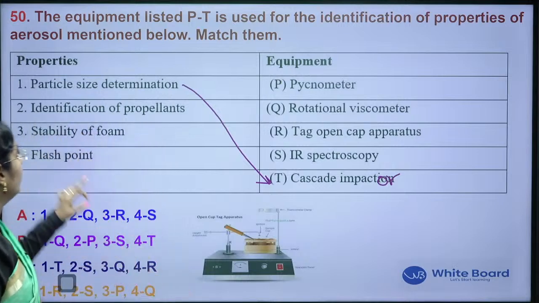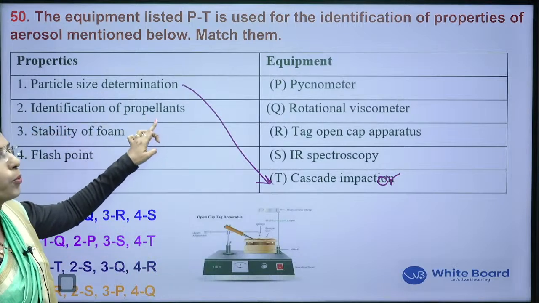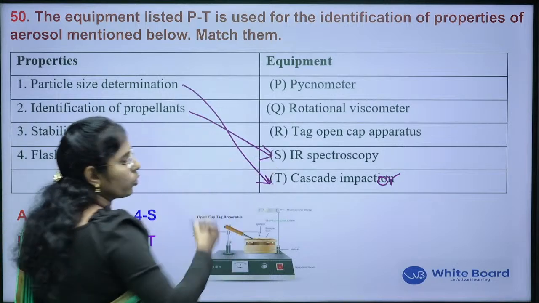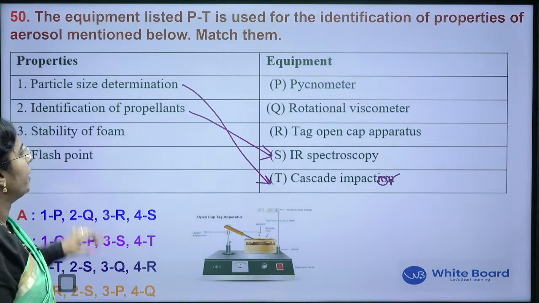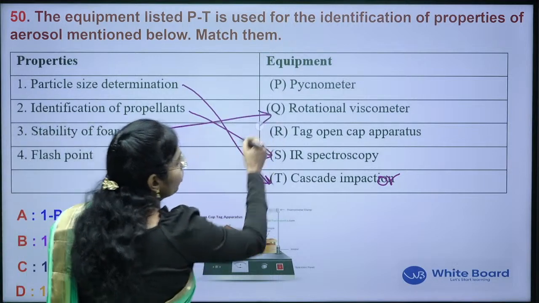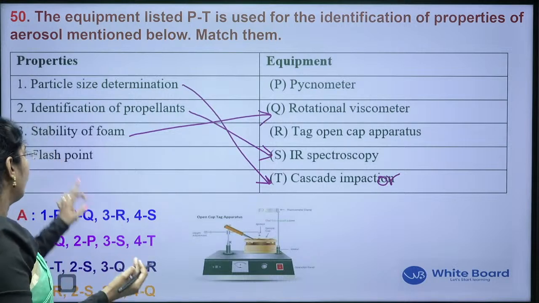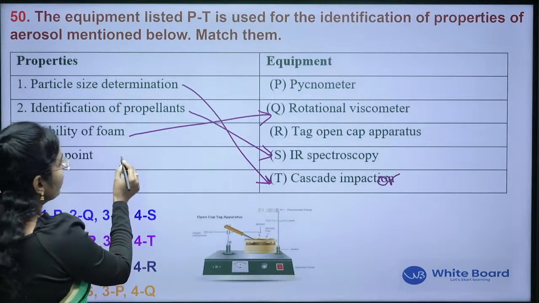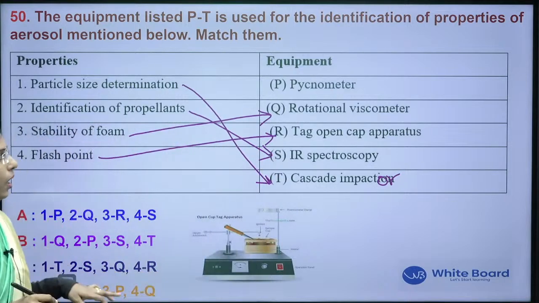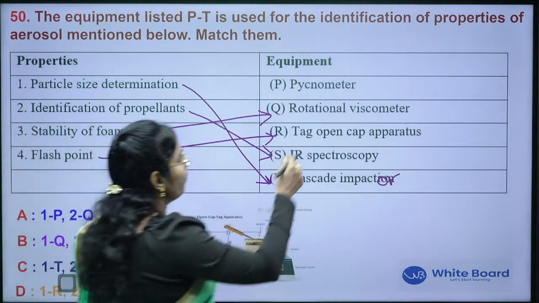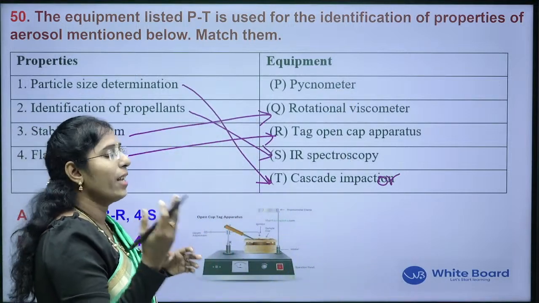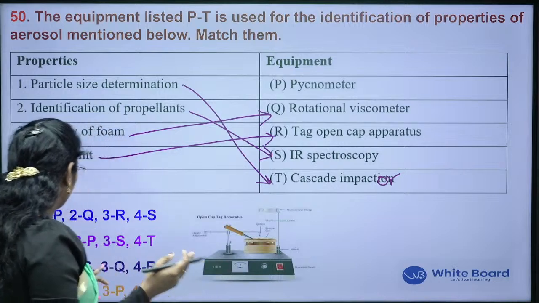And the next one is identification of propellants. Propellants can be identified by using IR spectroscopic method. Next, stability of the foam. Foam stability can be determined by using rotational viscometer. And next, flash point. This flash point can be determined by tag open cup apparatus. And pycnometer. What is the use of pycnometer? It is useful for determination of density or specific gravity.